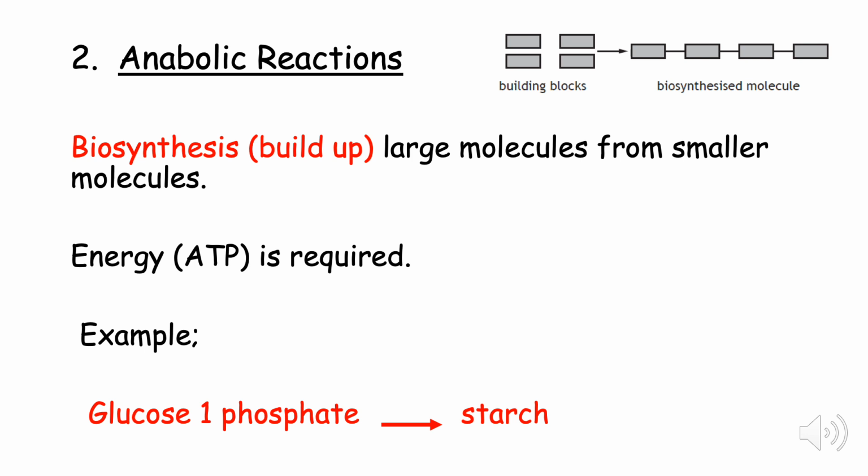So as we've just stated, anabolic reactions build up large molecules from small molecules. This is also termed biosynthesis. When these molecules are built up, this requires energy. An example of an anabolic reaction is when small glucose 1-phosphate molecules are built up into large starch molecules.